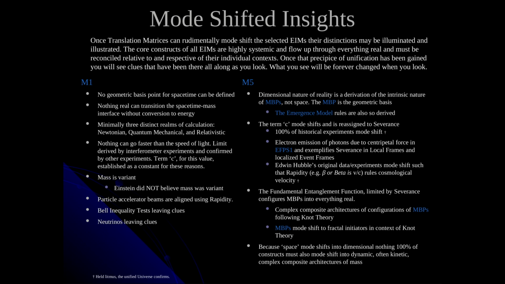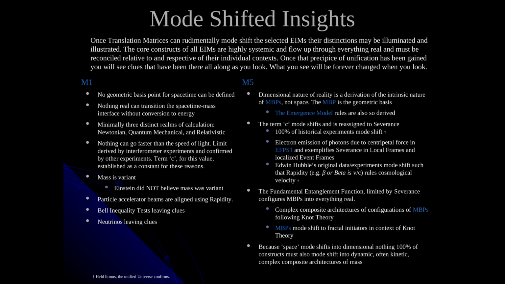Why don't we give up? And the answer is mode shifted insights. Once you have a set of translation matrices and can mode shift the selected EIMs, in this case we're doing the core constructs between M1 and M5, and you can holistically back up from that work effort and look at it from a holistic point of view relative to the translation matrices and the analytic stacks and all of the results that come out of that, what you're going to find is that the landscape is littered with clues that have been there all along.